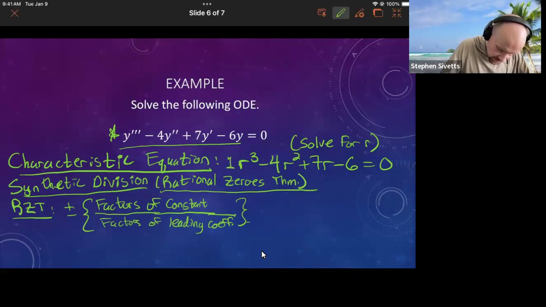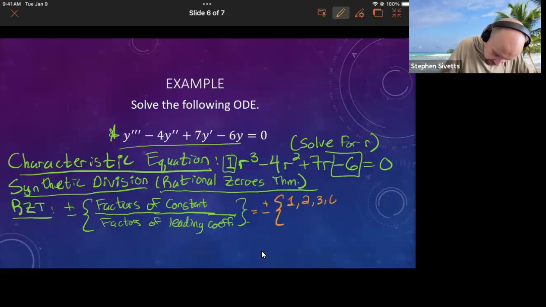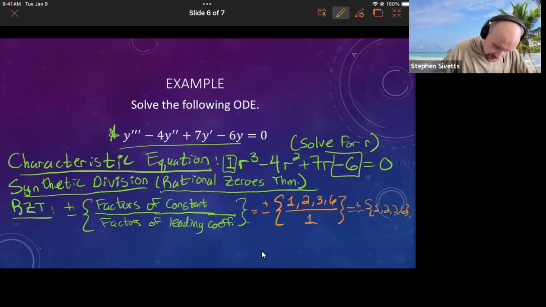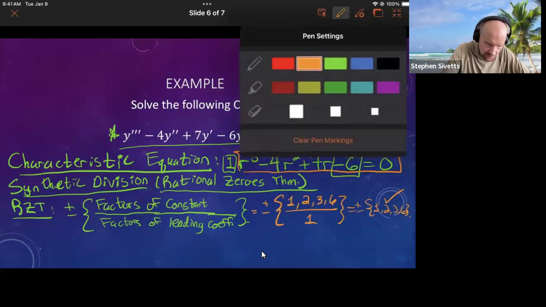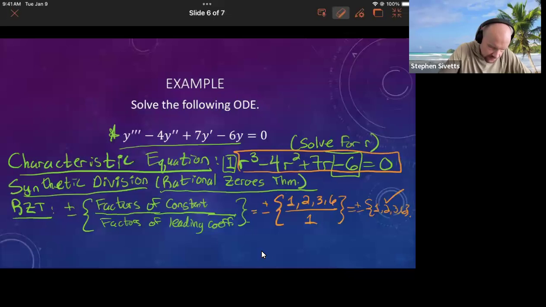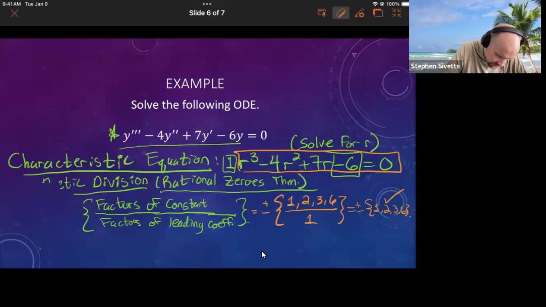So the leading coefficient here is 1 and the constant here is 6, right? So in this case, this would be plus or minus the factors of 6, 1, 2, 3, 6 over 1, right? Which is plus or minus 1, 2, 3, 6. So these possible numbers here are candidates for roots of this polynomial, right? And so you want to try to use synthetic division to solve for the roots, but if you use r equals 2, that would do it, right? So I'll show you how to do that.